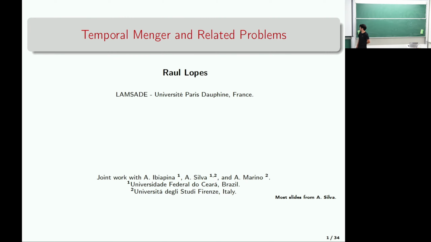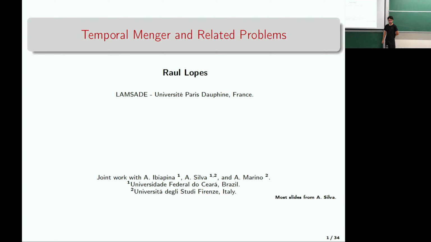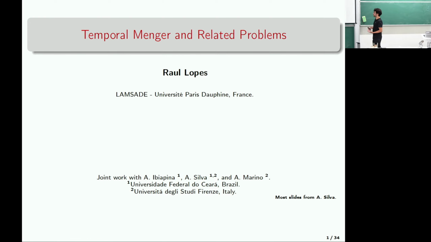So this presentation is based on a presentation by Anna Silva, one of the co-authors, which was a 25-minute presentation given for an event that was part of ICOP. I guess most of you are familiar with Menger's theorem, a very classical one, but most of you are probably not very familiar with temporal graphs. So I will start with some very basic explanations about temporal graphs, and then talk about Menger's theorem for temporal graphs.